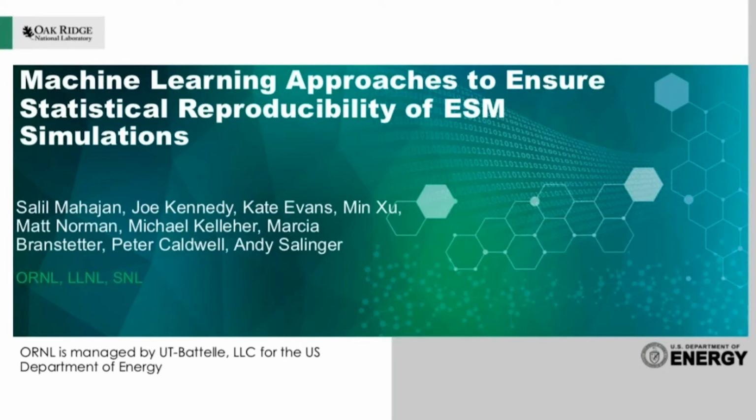Good morning. This is a collaborative work, just to start, with lots of people involved from Oak Ridge, Lawrence Livermore, and Sandia. The topic is machine learning approaches to ensure statistical reproducibility. By machine learning, I mean multivariate testing approaches that have been appearing in these machine learning journals. And by statistical reproducibility, I just mean climate statistics. So let me get on with it.